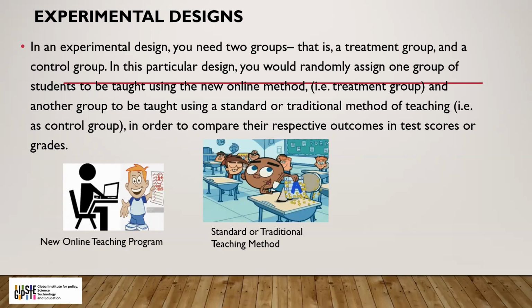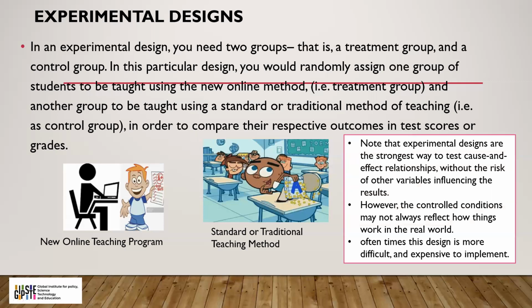All right, so for experimental design, you need two main groups. You need a treatment group and you need a control group. With the treatment group, that is where the researcher will manipulate the independent variable, and it is compared to the same population that did not take part in the program. So that is what you need to do when you want to embark on experimental design.